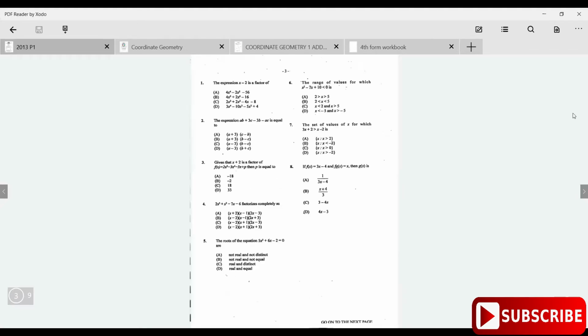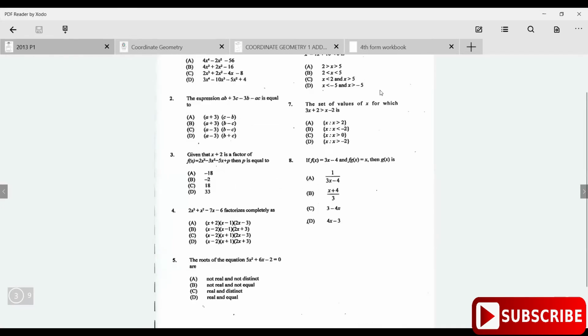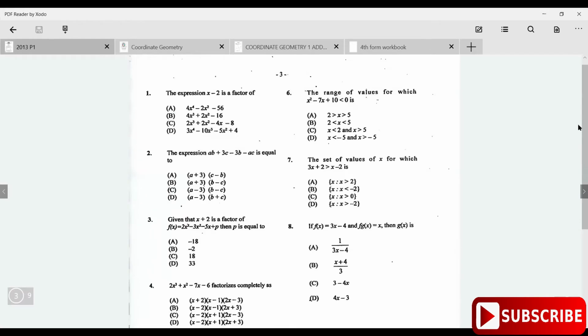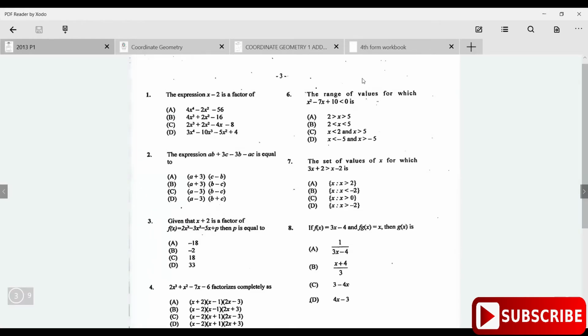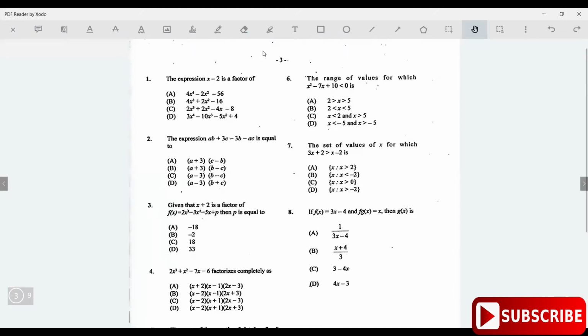And so let's start. The question starts by saying the expression x minus 2 is a factor of. In order to find which one it is a factor of, what you need to do is plug in 2 in which of these equations and see which of them will give you 0. When you plug 2 in here, you're going to get 4 times 2 squared minus 2 times 2 squared minus 56.